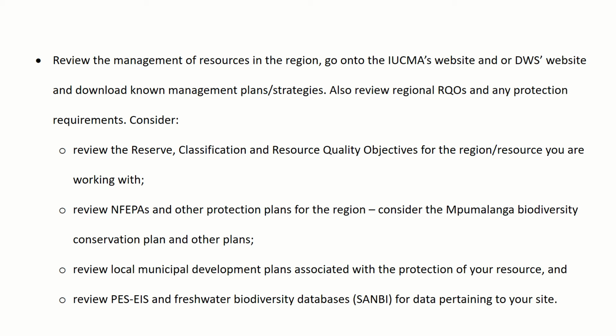Review local municipal development plans associated with the protection of your resource. And review the present ecological state, ecological importance and sensitivity, and freshwater biodiversity databases for data pertaining to your site or your case study. So you've got to get all that information.